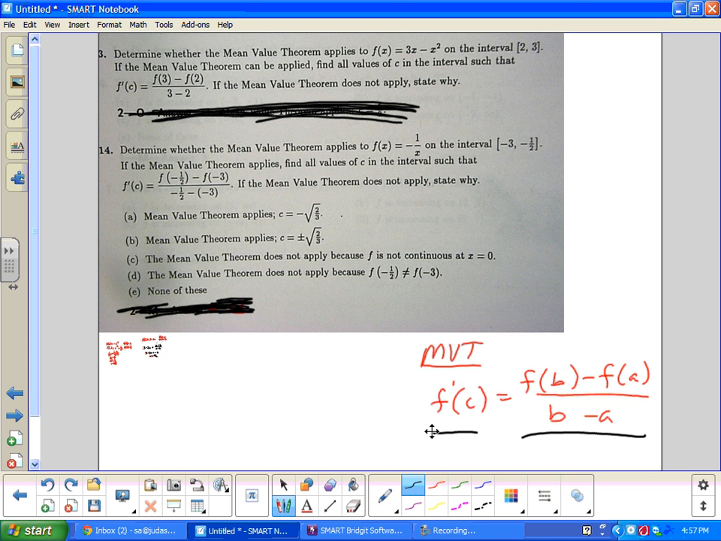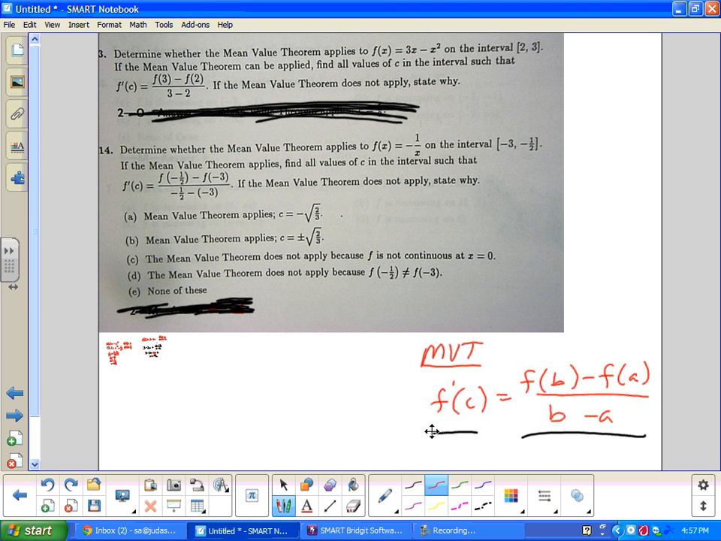All right? So now, we have a problem up there, number 13, where f of x equals 3x minus x squared on the interval 2 to 3, a closed interval. And we can immediately recognize 3x minus x squared as a parabola. And we know that it is continuous on that interval, and we also know it's differentiable. And if we take the derivative, we can see that f prime equals 3 minus 2x.